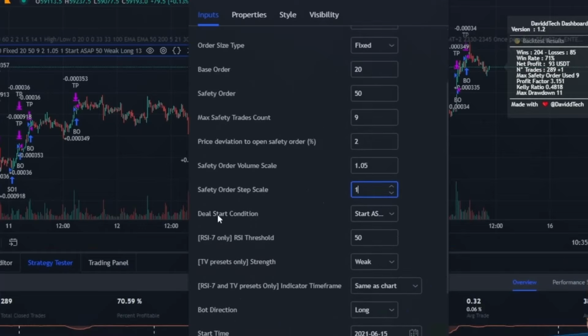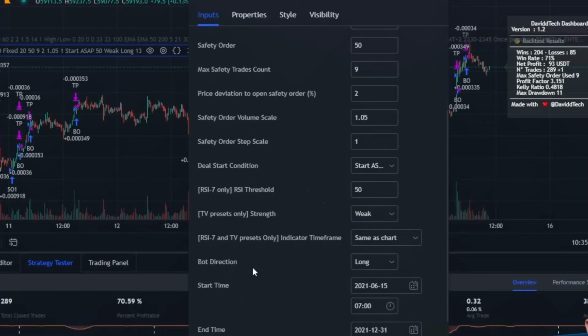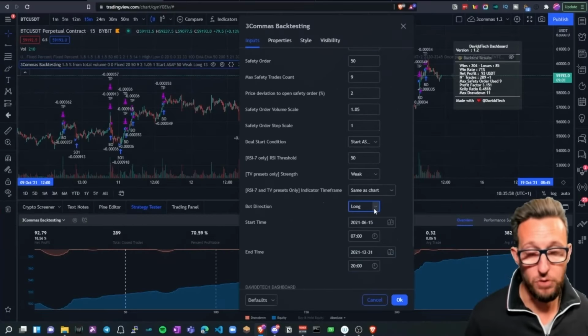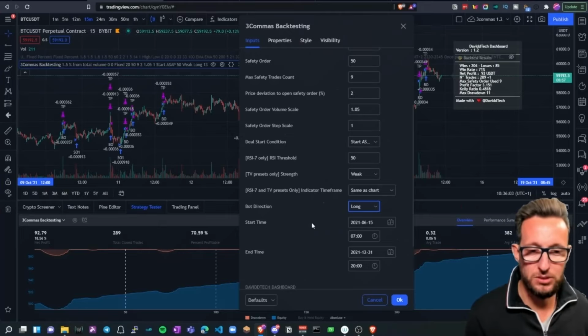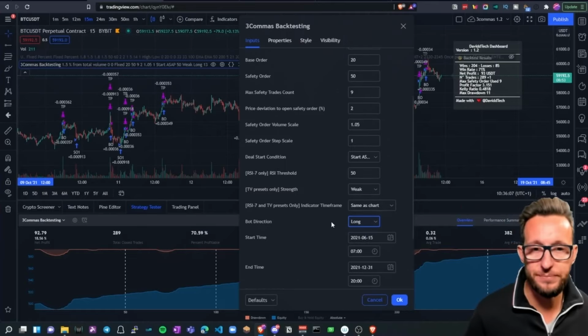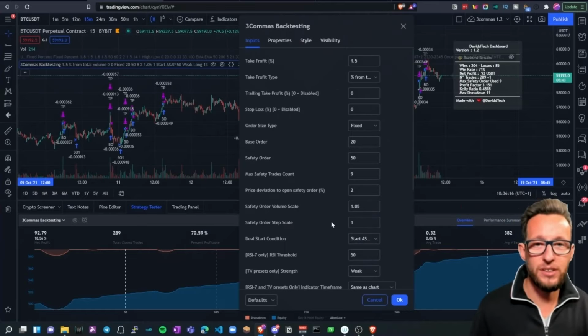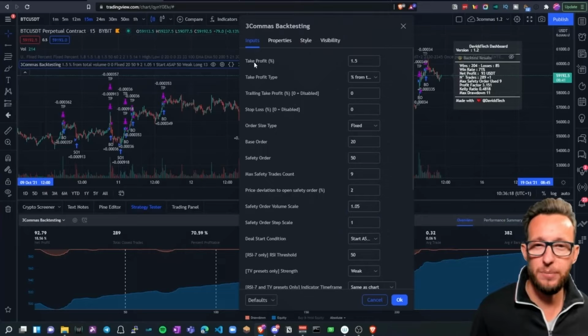We're going to be using the deal start condition as start ASAP. None of this is actually used at the moment because we're using start ASAP. We can also use long or short bots. We're using long bots. We're only buying as longs. Sorry. Right. Okay. We can also define the times of the backtest, so we can back test on certain periods, etc.